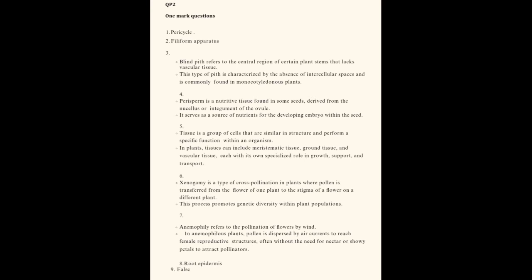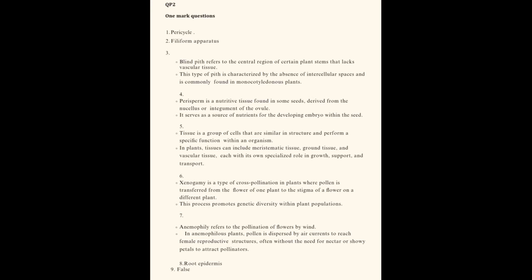support, and transport. 6. Xenogamy is a type of cross-pollination in plants where pollen is transferred from the flower of one plant to the stigma of a flower on a different plant. This process promotes genetic diversity within plant populations. 7. Anemophily refers to the pollination of flowers by wind.